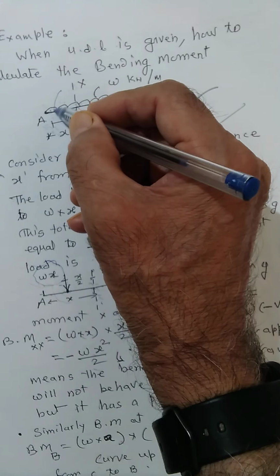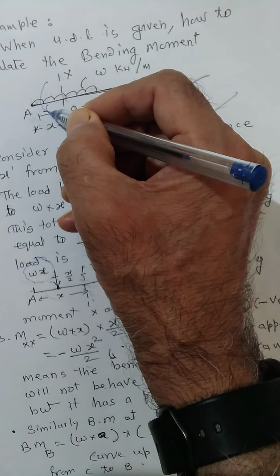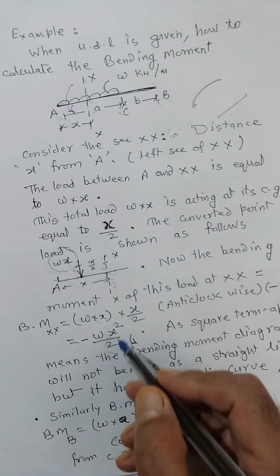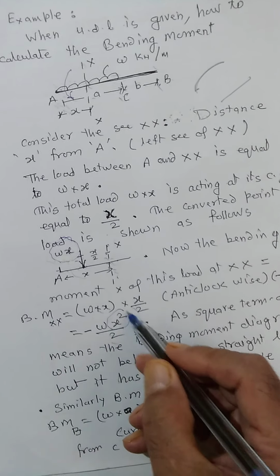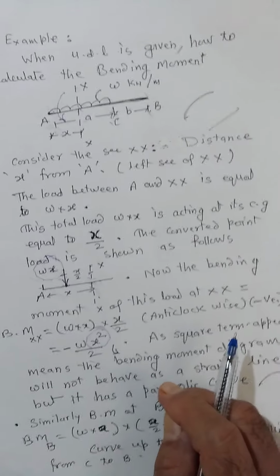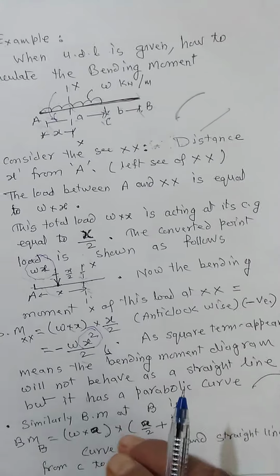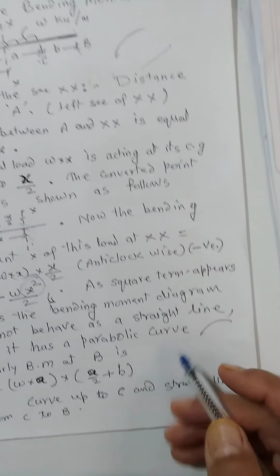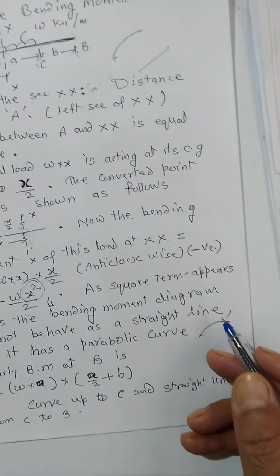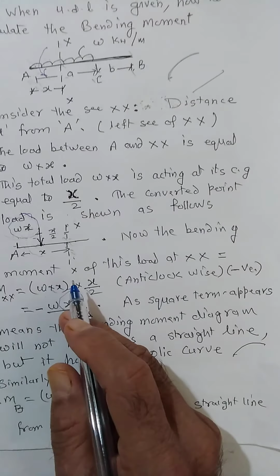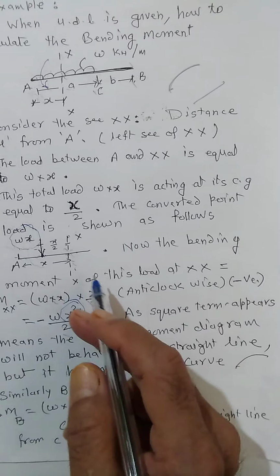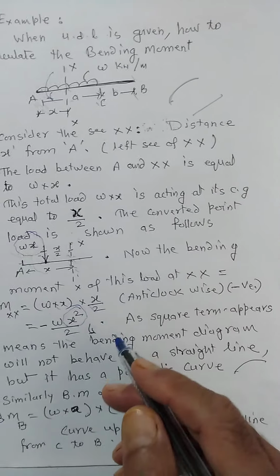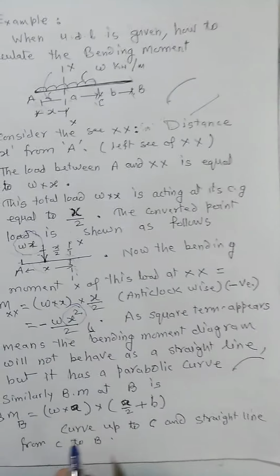So we can say if we take the moment at xx, it is anti-clockwise. If we solve this bending moment at any xx, it will be w x square by 2. Now here, x square terms come to the picture. That is the indication that the bending moment varies not as a straight line, but it takes a curve, a parabolic shape. So wherever there is a uniformly distributed load, it will behave like a parabolic, curved shape, and where there is a point load, it will behave like a straight line.